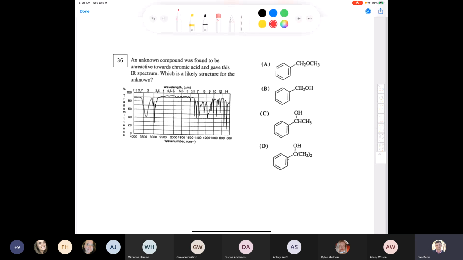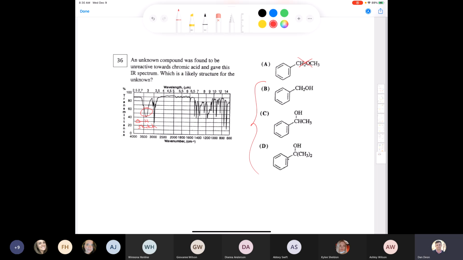Okay, last question in the quiz: an unknown compound was found to be unreactive towards chromic acid and gave this infrared spectrum. What is a likely structure for this compound? Well, let's take a look here. Something I noticed right away, and I'm sure you all noticed this, is the oxygen-hydrogen stretch of an alcohol. So we can eliminate this ether, but the other three are all alcohols, aren't they?